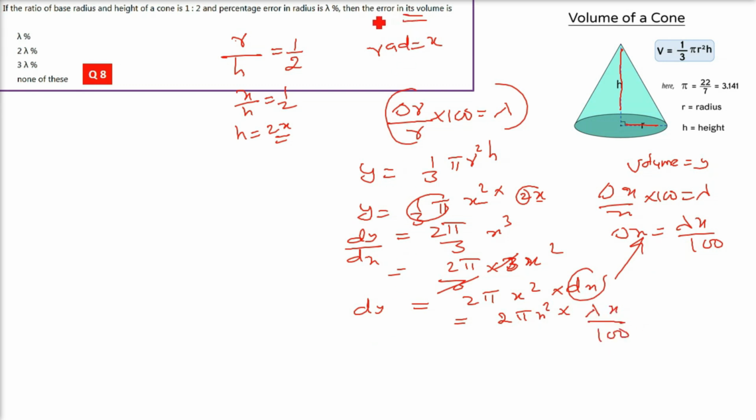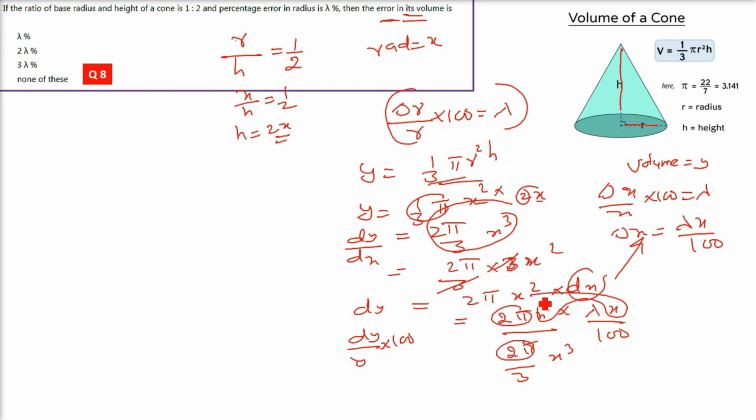Now we need percentage error. So you need dy by y, sorry, into 100, and that is what we wanted. And since I have divided y on the left, we have to divide this 2 pi by 3 x cube here also, and we have to multiply by 100 also. So this x square and x goes, it can be cancelled. 2 pi can be cancelled. You have 100 multiplied, so 100 also gets cancelled. 3 goes up, lambda is there. So you have 3 into lambda as dy by y into 100, which is the percentage error in the volume.